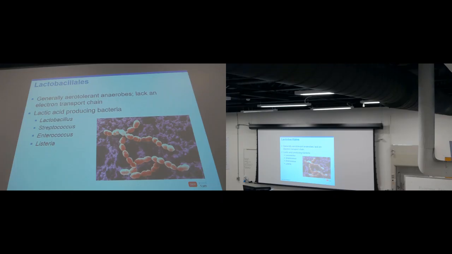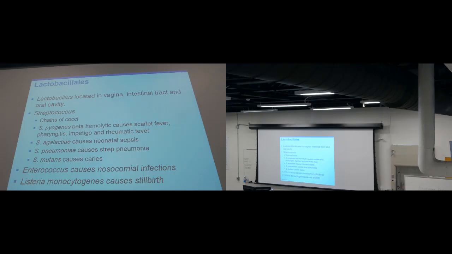We have the Lancefield classification, which is the most famous one, and then we can classify them with different letters, and some of them are important human pathogens, like these ones that we have here. So here is the location for lactobacillus. I already told you: vagina, intestinal tract, and oral cavity. And this is part of the normal flora for protection for lactobacillus.